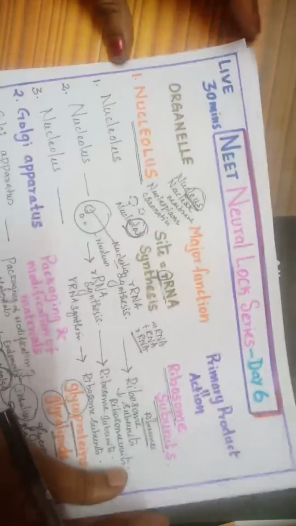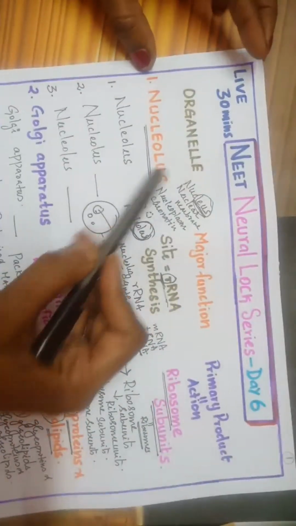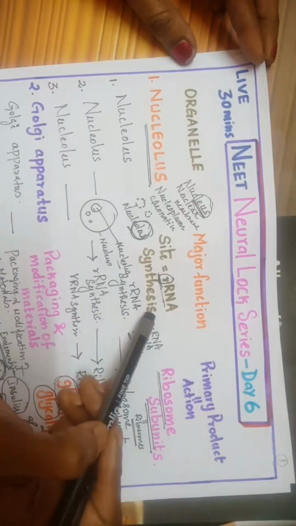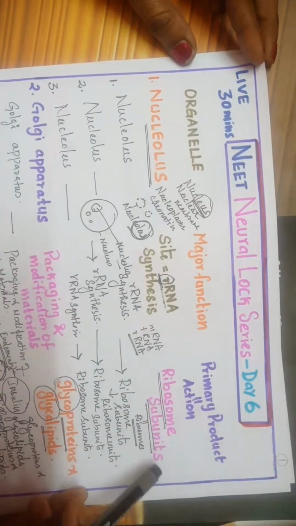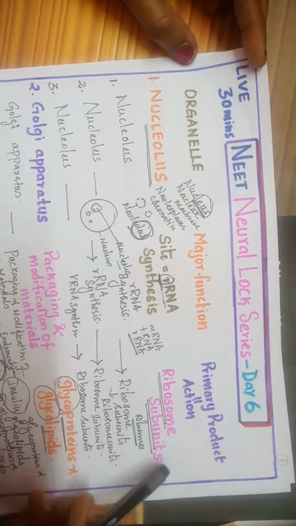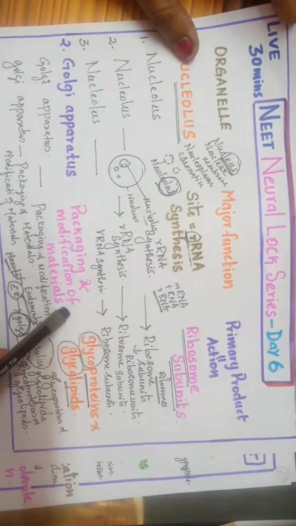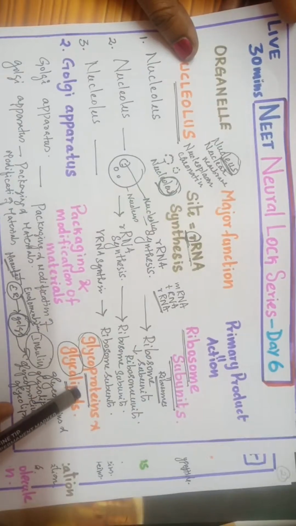So now what we saw is the organelle, nucleolus. Major function is site of rRNA synthesis. The primary product is it prepares the ribosome subunits. Next, Golgi apparatus, which helps in packaging and modification of materials. The primary product is glycoproteins and glycolipids.